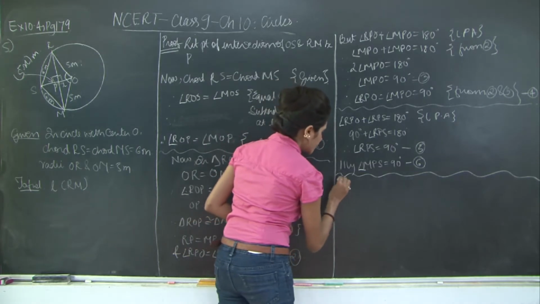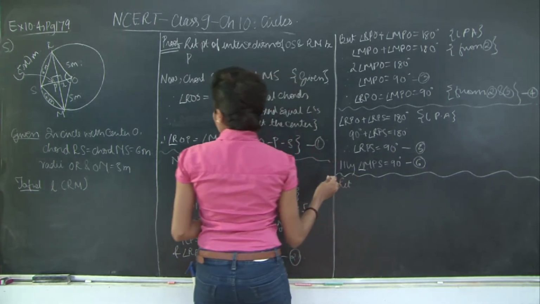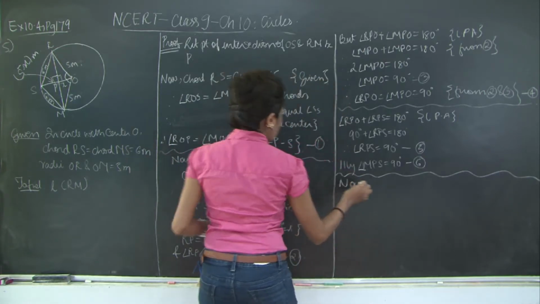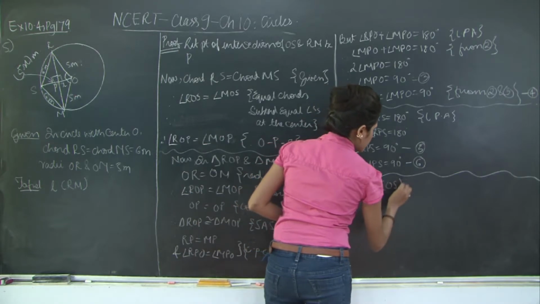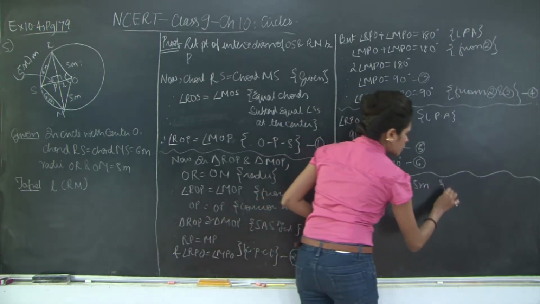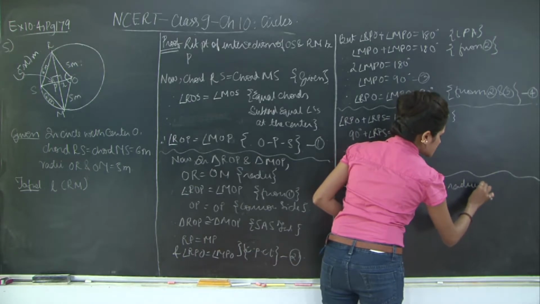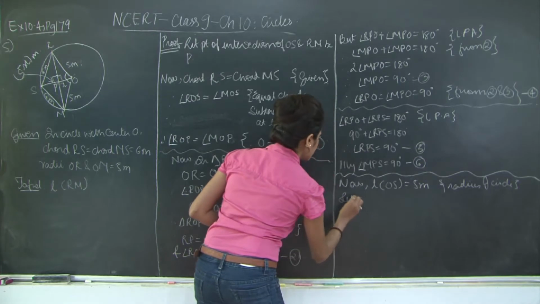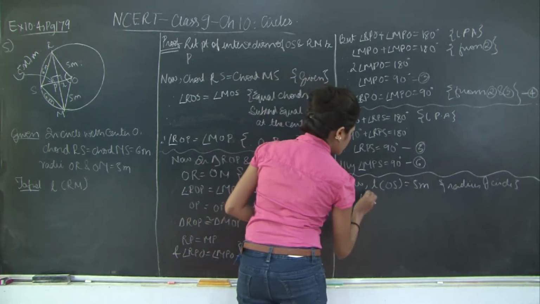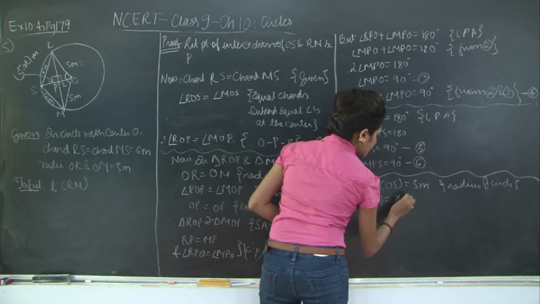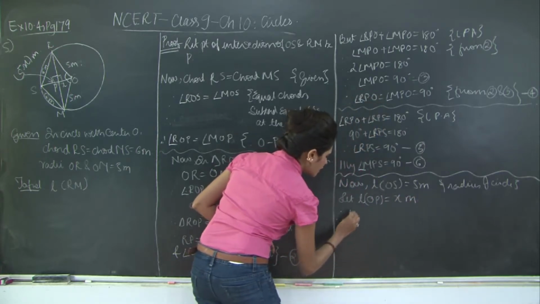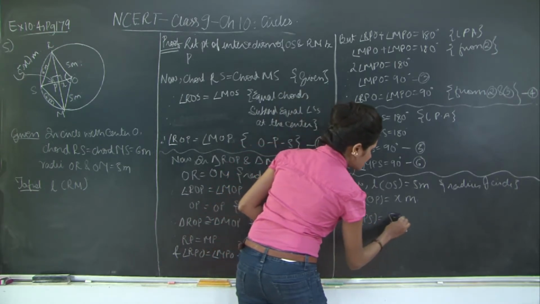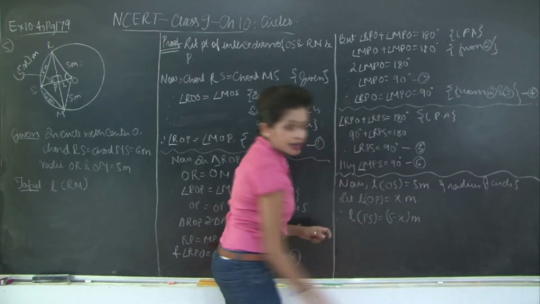So I'll say now let length OS is equal to 5 meters. Why? Because it is radius of the circle. So I'll say let length OP be equal to x meters. Therefore, length PS is equal to 5 minus x meters. Agreed?